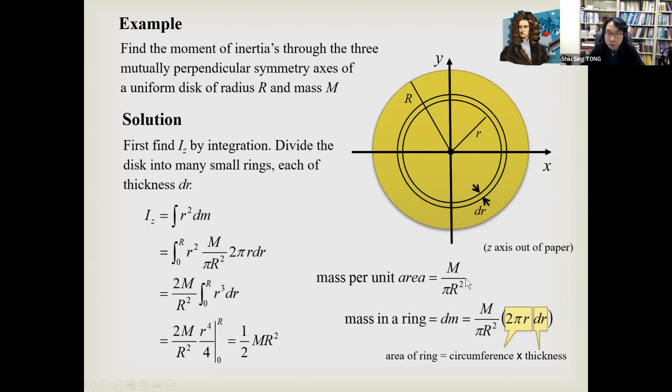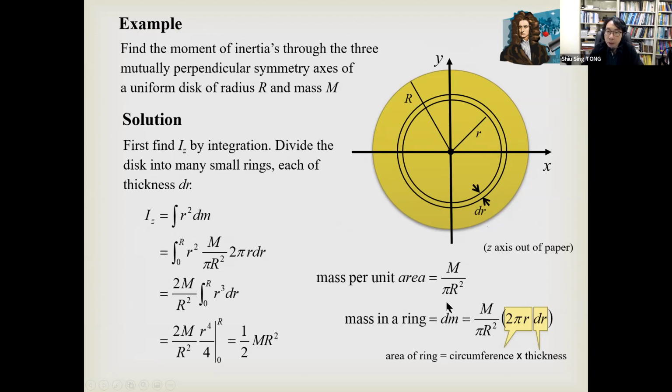The first step is to find the mass density. The density is the mass per unit area. The total mass is M, and that mass is distributed over the surface area. So I divide the mass by the surface area of the circle, and I get the mass per unit area. For a circle, the area is pi R squared. So the density is M over pi R squared.